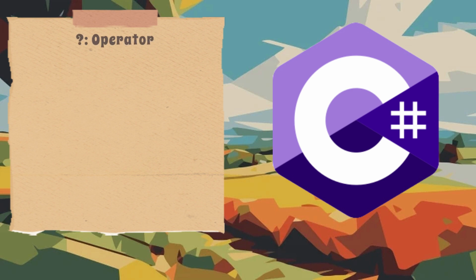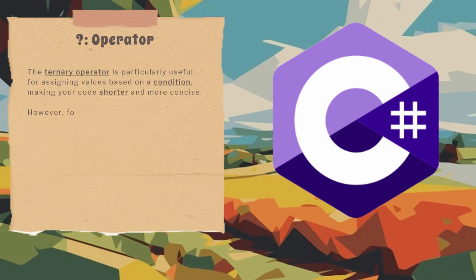The ternary operator is particularly useful for assigning values based on a condition, making your code shorter and more concise. However, for more complex conditions or when multiple statements are involved, using a traditional if-else statement may improve readability.